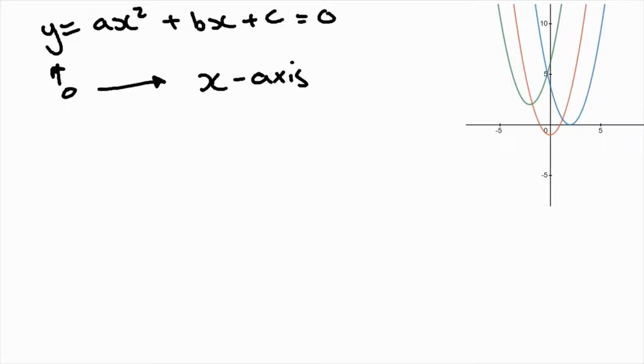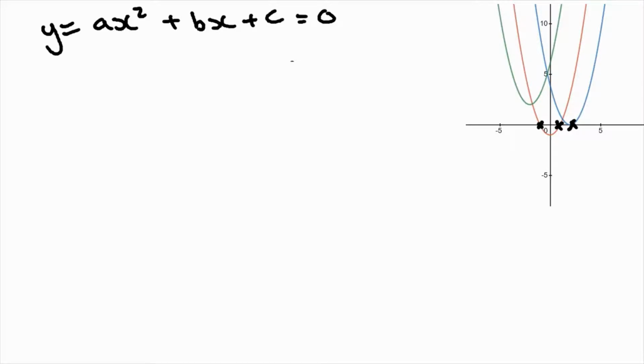With quadratic graphs, there's 3 different possibilities for roots. The red graph on the right-hand side crosses the x-axis twice, so it has 2 roots. The blue one crosses the x-axis once, so it only has 1 root. And the green graph does not cross the x-axis. So what we say is it has no real solutions or no roots.